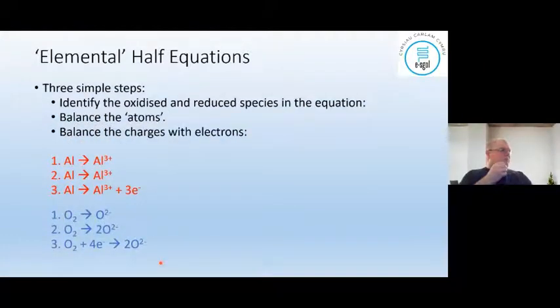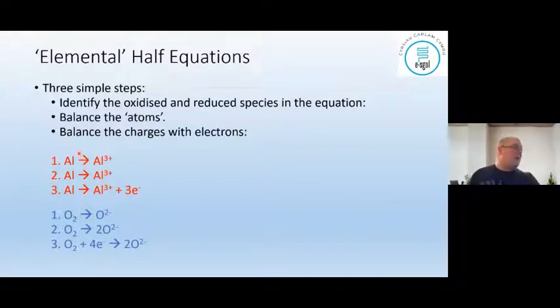So, 3 simple steps. Identify the oxidized and reduced species in the equation. Balance the atoms and balance the charges with electrons. Now, I did want this to pop up one at a time so I could go through it. I apologize for that, a bit of a technical issue there.